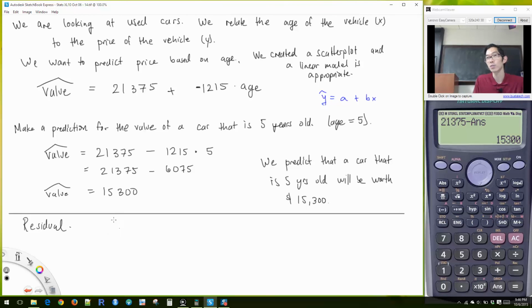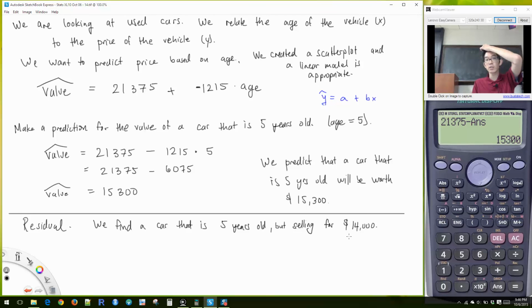So if we find a car that is 5 years old, let's say it's worth only $14,000, but selling for 14,000, this means its actual value is less than what we predicted it to be.